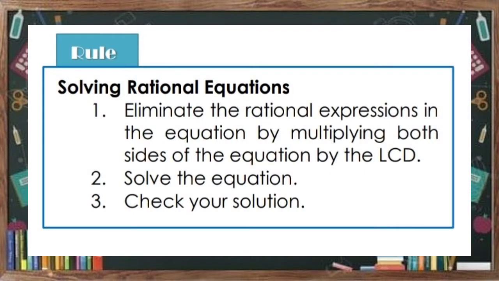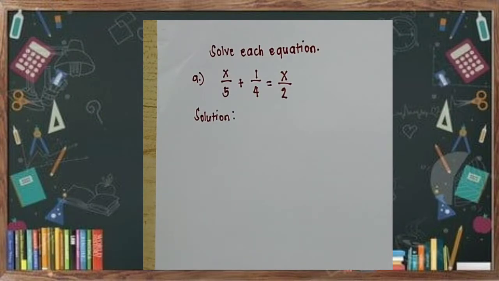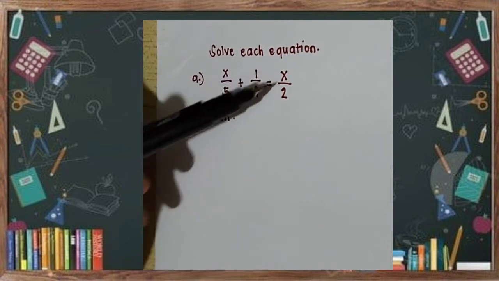Okay, so there are some rules to include in solving rational equations. Number 1 is to eliminate the rational expressions in the equation by multiplying both sides of the equation by the LCD or least common denominator. And number 2 is you are going to solve the equation by applying some properties. And number 3 is to check your solution if it satisfies the rational equation. Okay, so let's go with the example letter A. The given is x over 5 plus 1/4 equals x over 2.